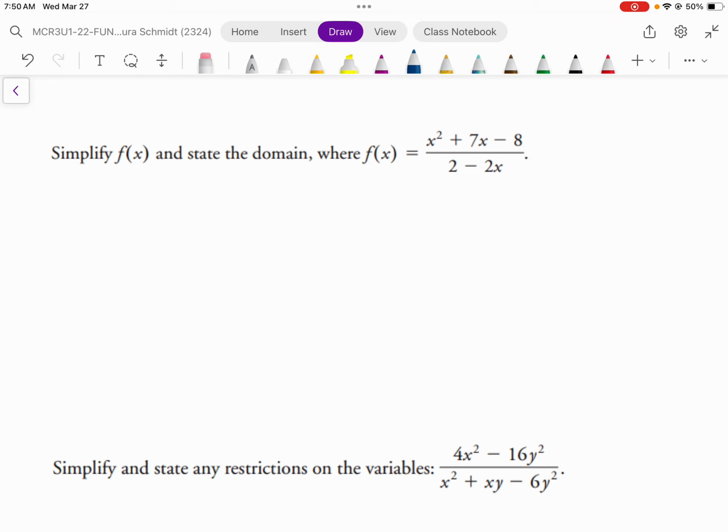Simplify and state the domain. Oh, you know what? No, you don't have to do that. Not yet. We'll state the restrictions, which is kind of like stating the domain.